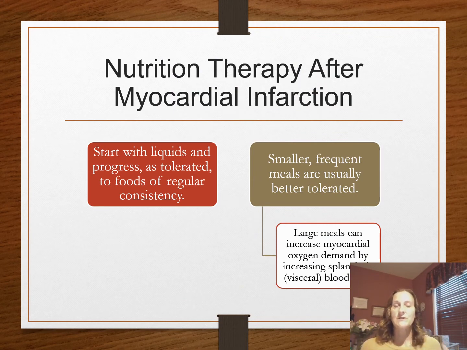Okay, so the first part of this chapter is basically all about preventing cardiovascular disease. But what if a patient is hospitalized, had an MI? What is the nutrition therapy after a myocardial infarction? We need to know the lifestyle changes for the treatment of MI, which includes going from a clear liquid diet to full liquid, and then progressing to foods of regular consistency. Typically, they're on a low sodium, low cholesterol diet.